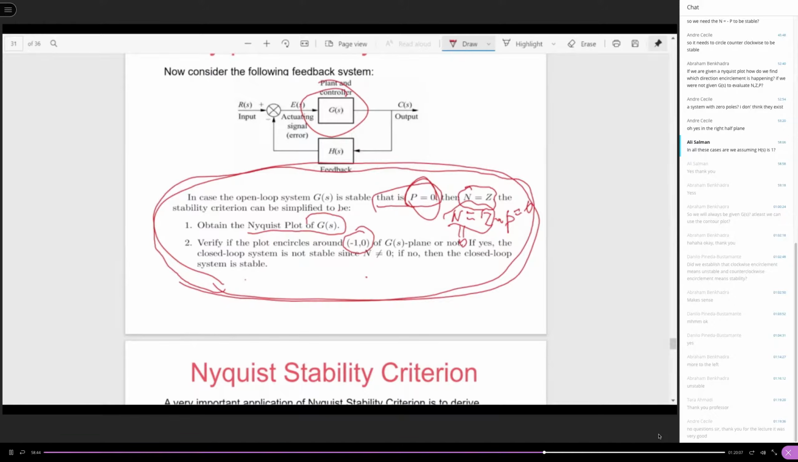The nature of the transfer function does not change. You agree with that? You got my point? That is why I don't even mention the H of S not equal to 1 case, because you can derive it easily. Any other question?